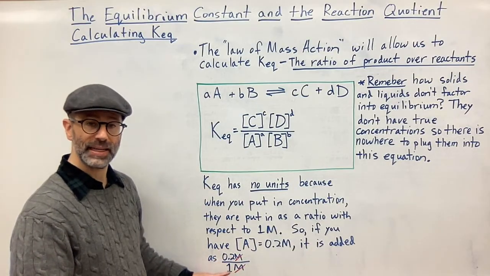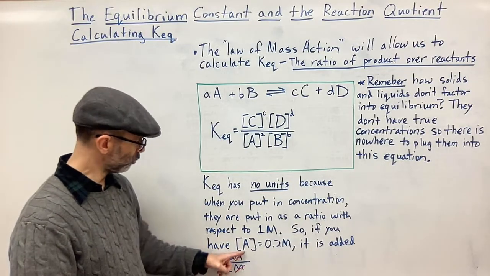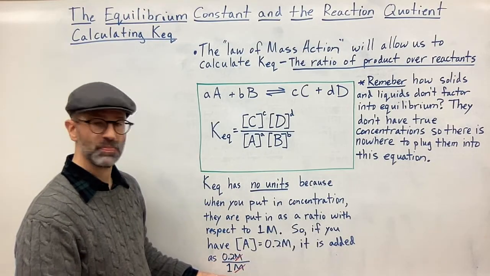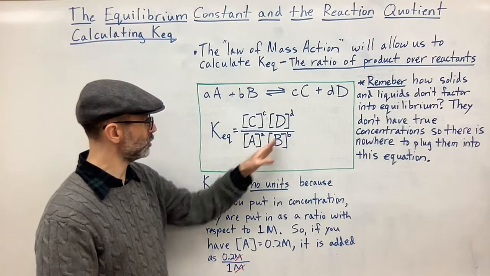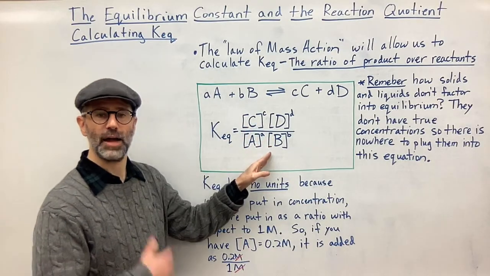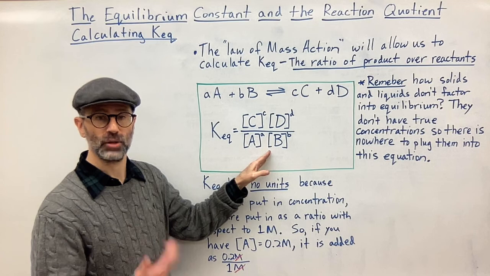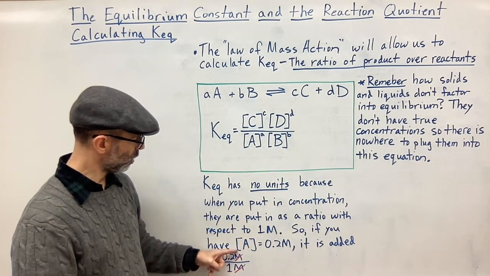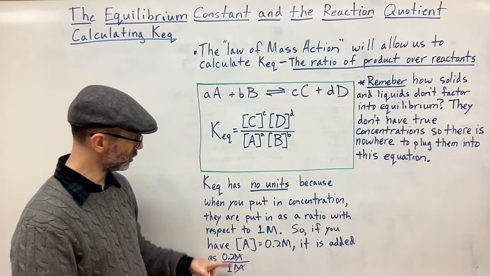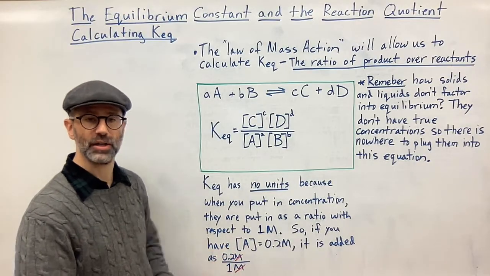1 molar is the standard. And then you'll notice that the molarities cancel out. And so these values that we're putting into our equation here don't have any units. So the molarity units are canceling out because we're writing them in relationship to 1 molar, the standard here.